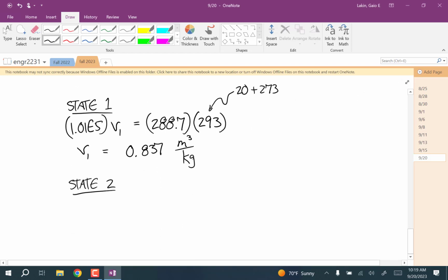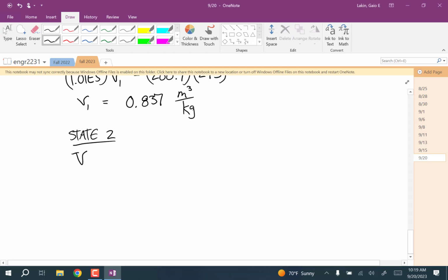Now we're going to state two. What do we know about the specific volume at state two? Do we know that? It's going to be the same, yeah. So v2 is equal to v1. There's the same amount of material. So specific volume 2 is equal to specific volume 1.